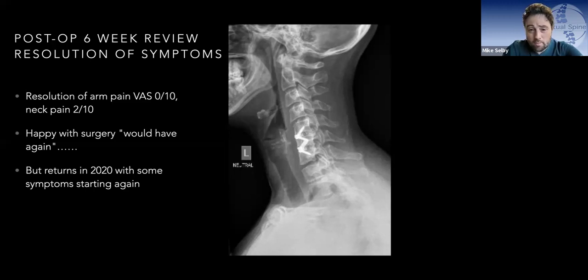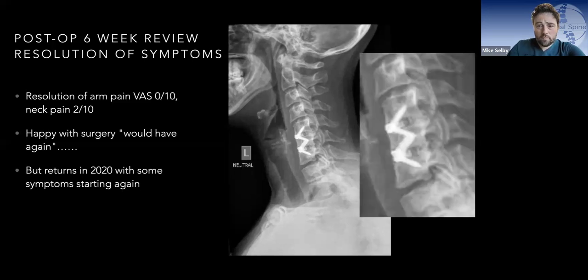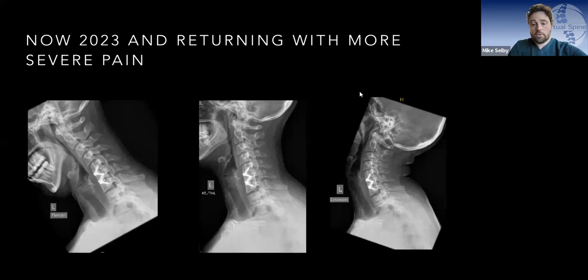So I follow all my patients up long term. During COVID, we did lose track of a few of them. When she returned in 2020, this is her CT scan. So she's got some symptoms starting again. Now, I'm going to tell you, sorry, that's her plain x-ray. Then we're going to go here to when she returned. This is her flexion extension x-ray.